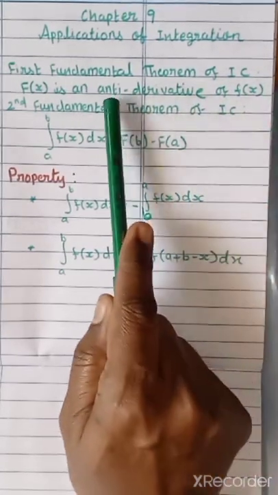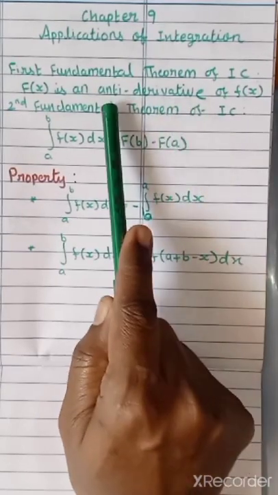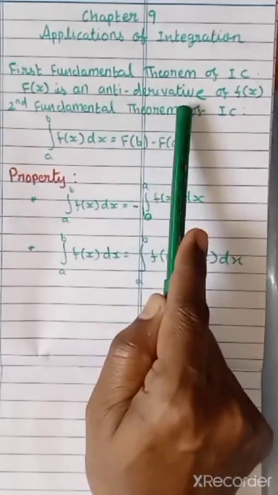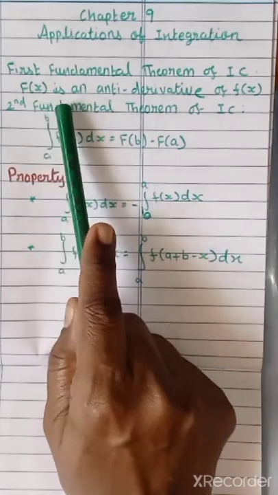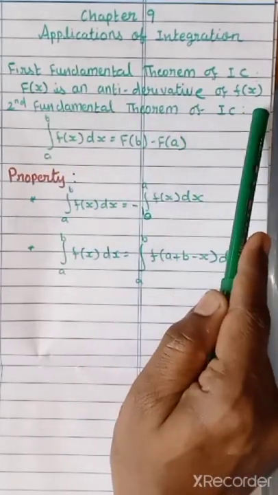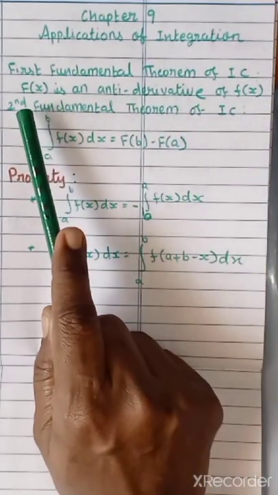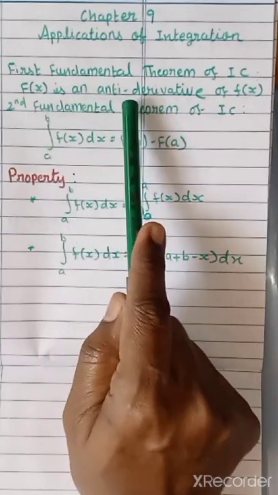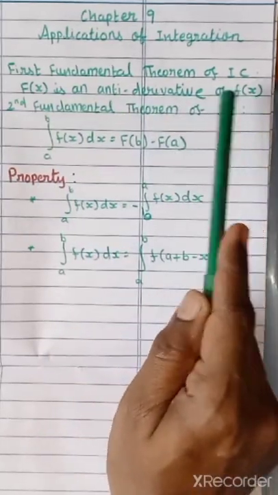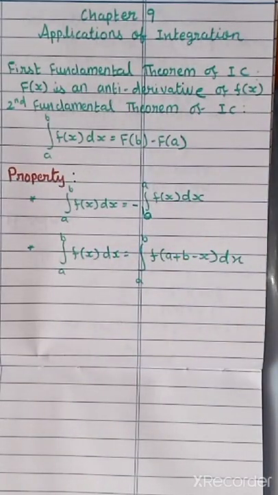What does antiderivative mean? Antiderivative means integral. So capital F of x is the integral of small f of x, or you can say capital F of x is an antiderivative of small f of x. This is your first fundamental theorem.